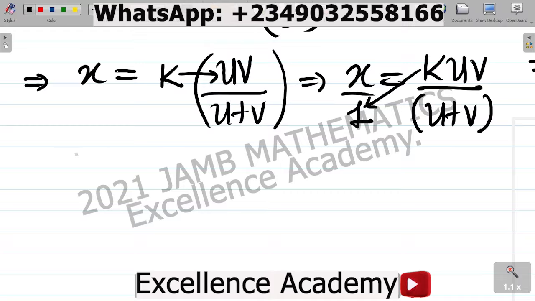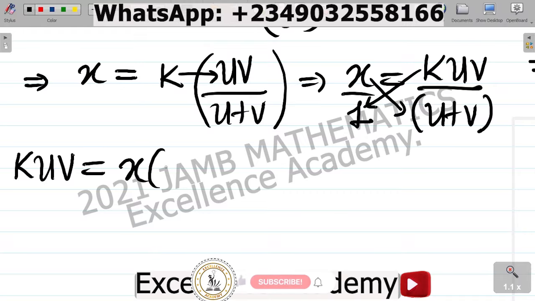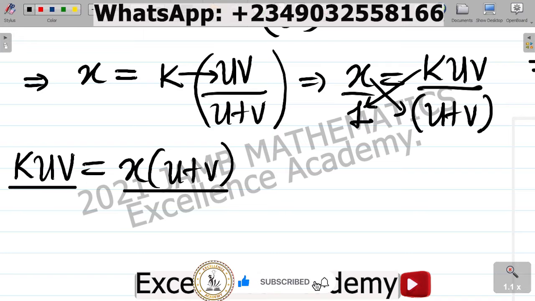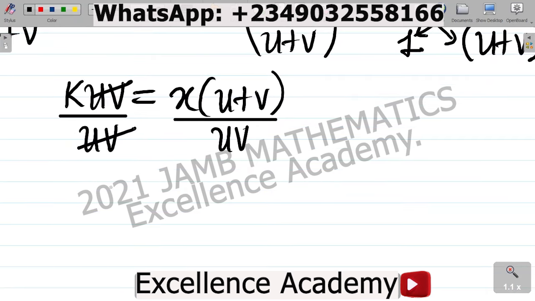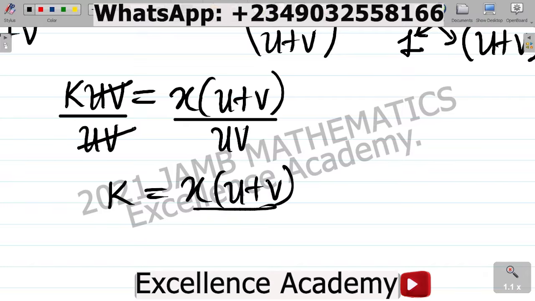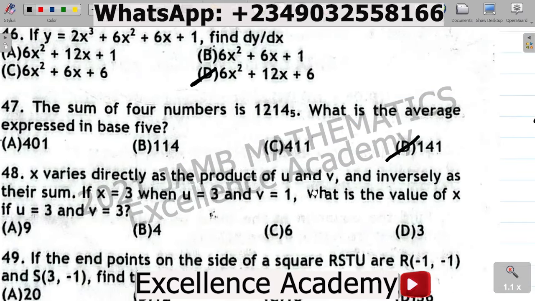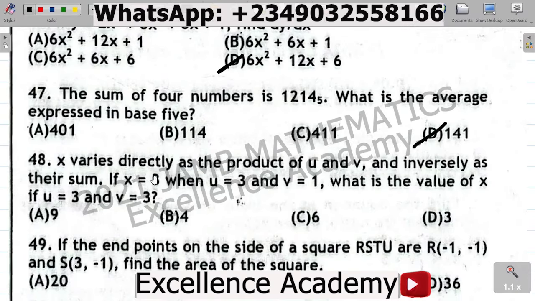So k times kuv times 1 gives you kuv, which is equal to x times this, giving x into u plus v when you cross multiply. That means the value of k, the constant, is found by dividing this by uv and this by uv. This will cancel this. So the constant k is equal to x into u plus v all over uv.